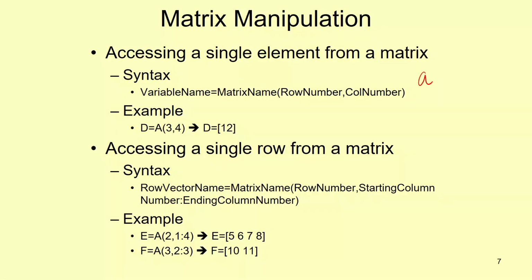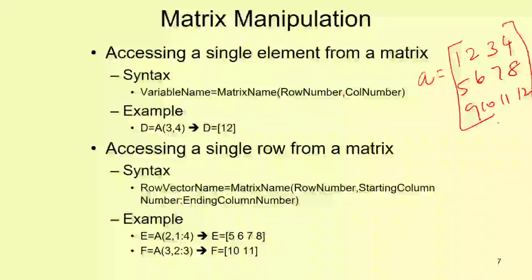And next is manipulation. This is the most important topic that you should remember. Here I have created a matrix, say for example A equal to a 3 cross 4 matrix: 1, 2, 3, 4, 5, 6, 7, 8, 9, 10, 11, 12. What is the size of the matrix? The number of rows is 3 and the number of columns is 4, so the size of the matrix is 3 rows and 4 columns.